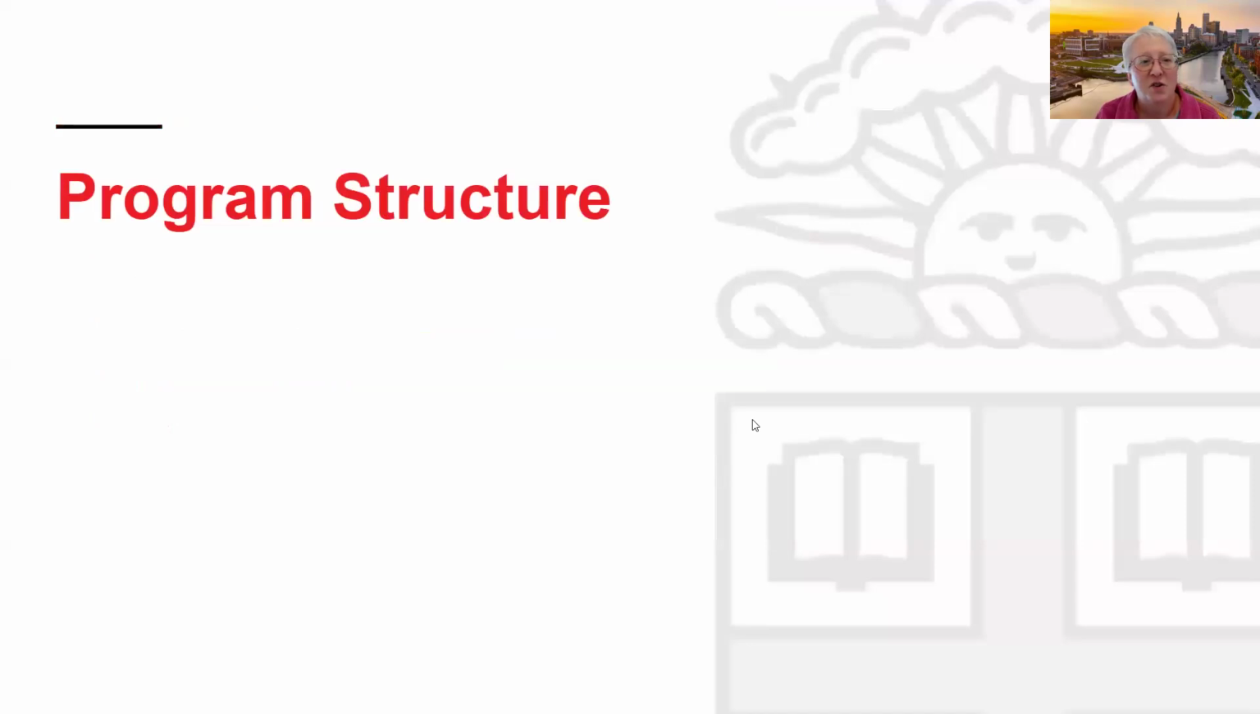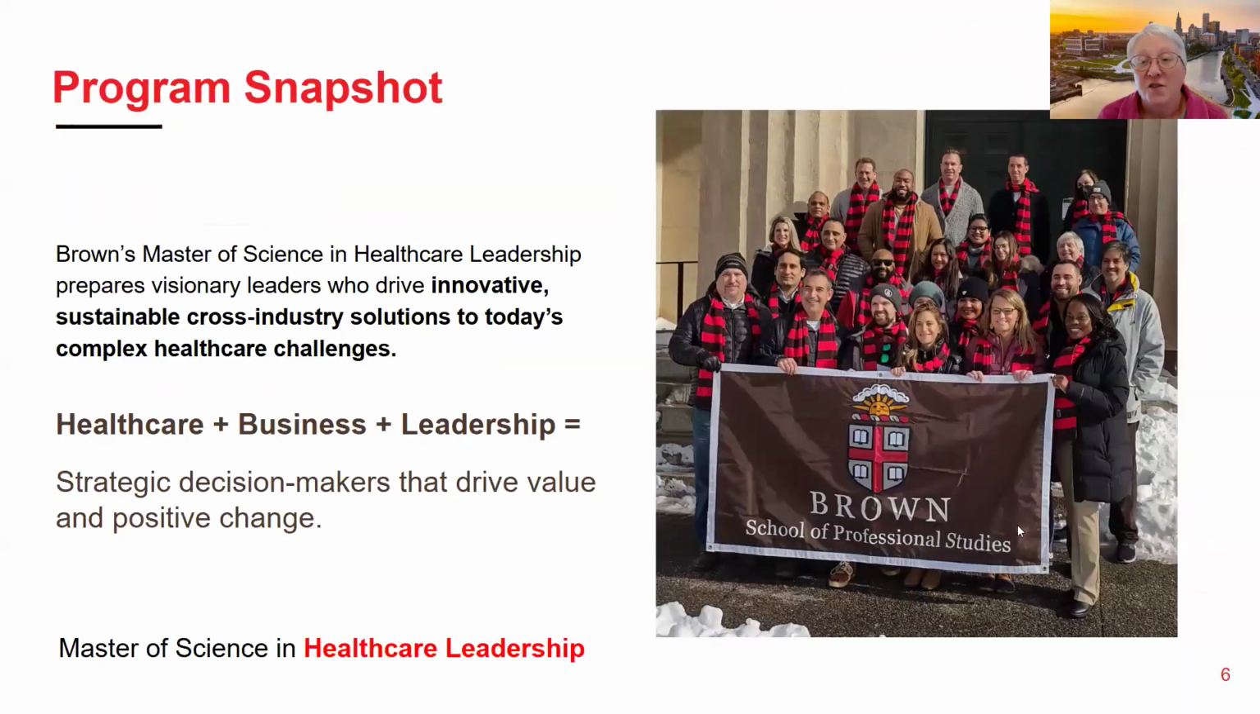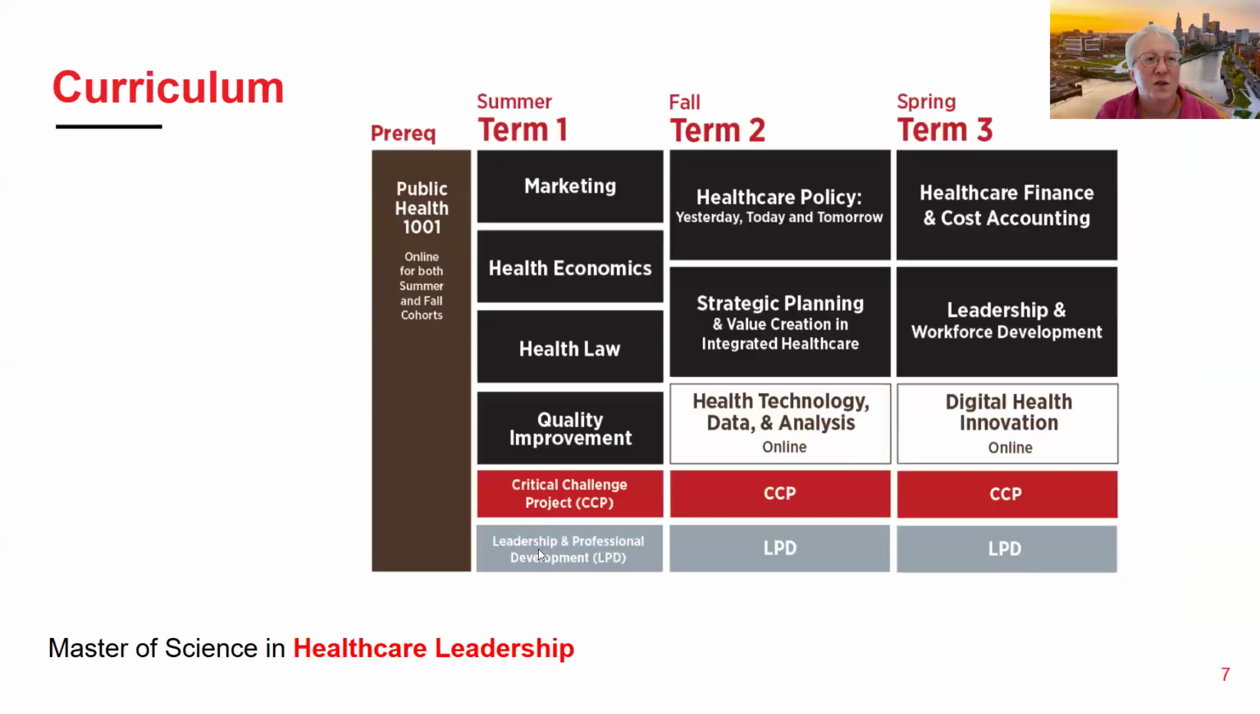So let's start with the program structure. The Master of Science in Healthcare Leadership is really designed to take the best of academic content to really drive strategic decision makers. So you all want healthcare background and information, business skills and requirements for leading in organizations, and leadership training development to create the best you can be and to create growth in your own knowledge, skills, and ability to advance in your careers.